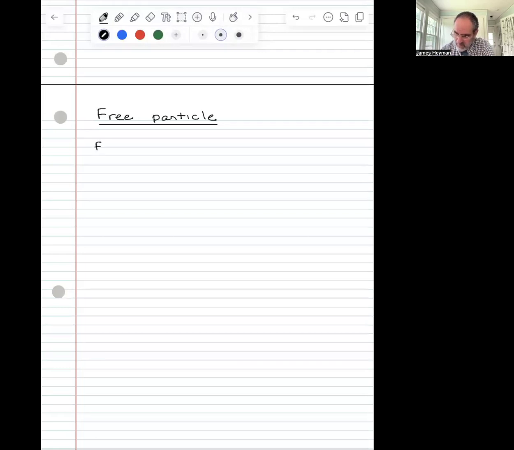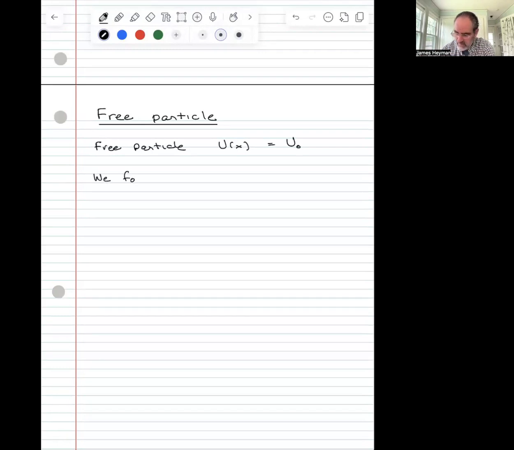So for our free particle, the potential energy as a function of position is just a constant. It might be zero, or it might have some other value. Potential energy is only defined up to a constant.